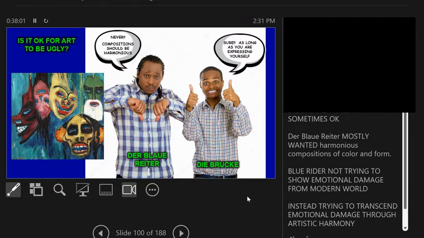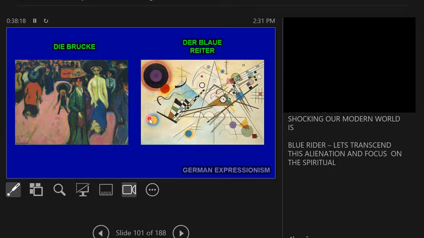Is it okay for art to be ugly? Look at Die Brücke. They love that ugly art. But the Blue Rider, they still want their stuff to be beautiful. And then Die Brücke is basically saying, look how shocking our modern world is. And Blue Rider is saying, let's transcend this alienation and focus on the spiritual.